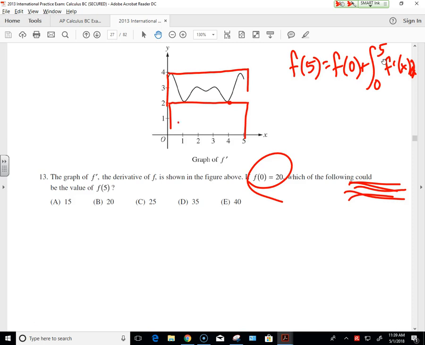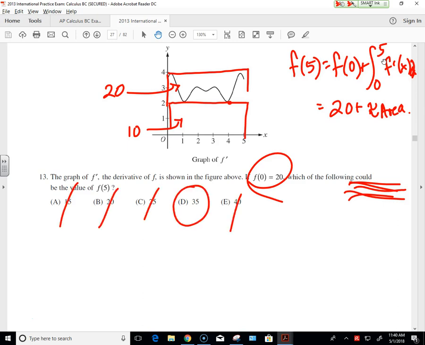The under approximation would end up being a base of 5 and a height of 2, so that'd be 10. The over approximation would be a base of 5 and a height of 4, that'd be 20. And I know I'm adding f of 0, which is 20, plus some sort of approximation of the area. So it's going to be higher than 30 and lower than 40.